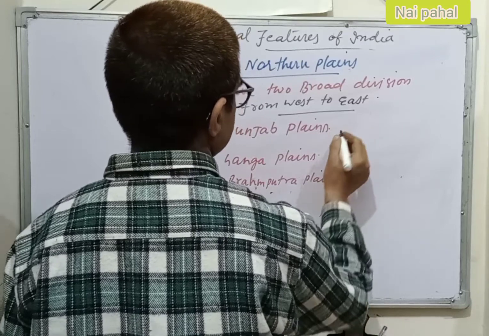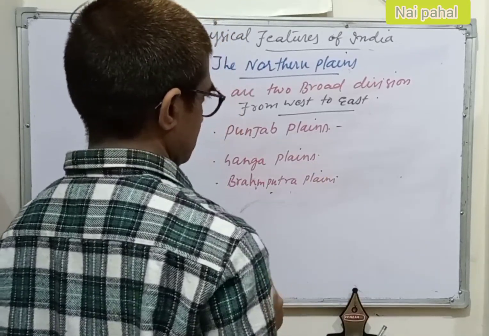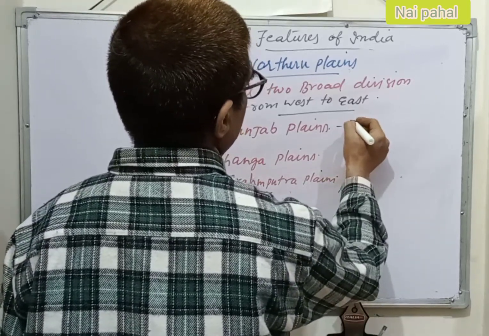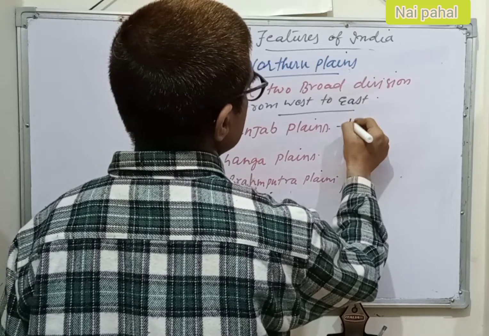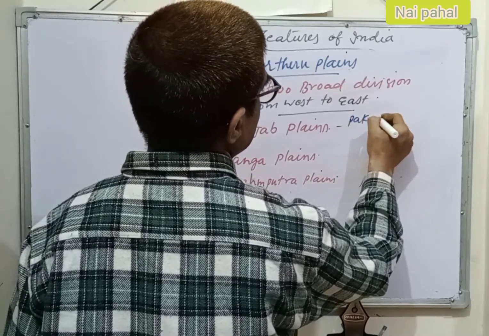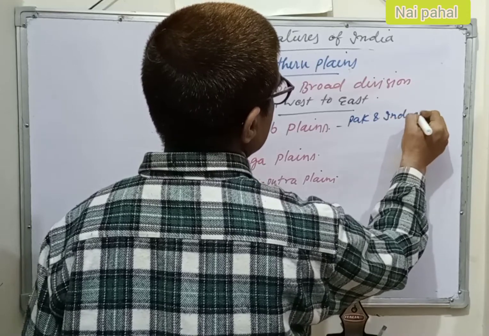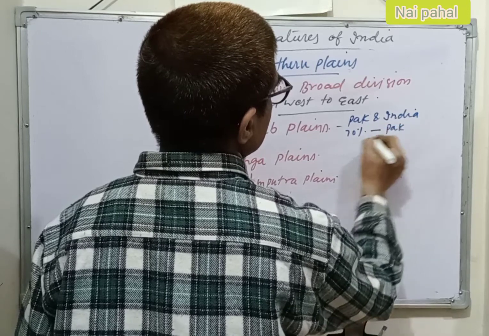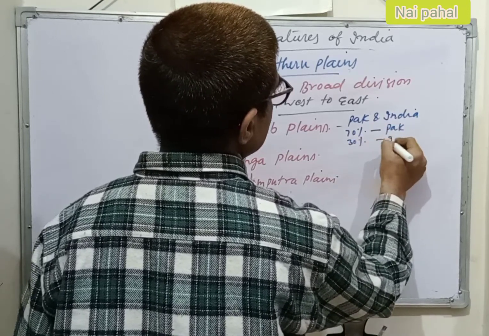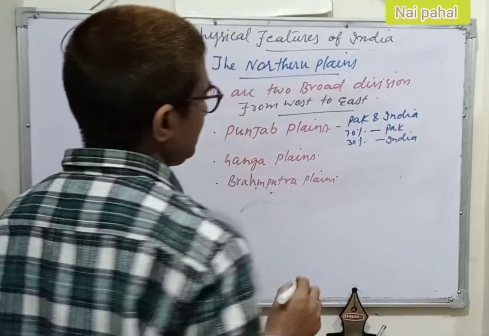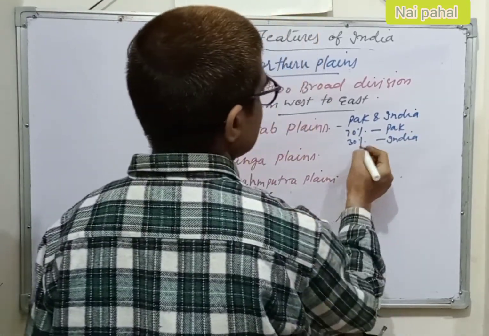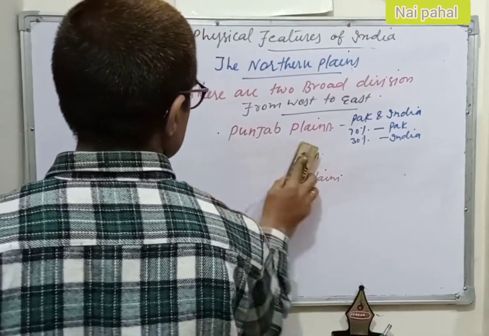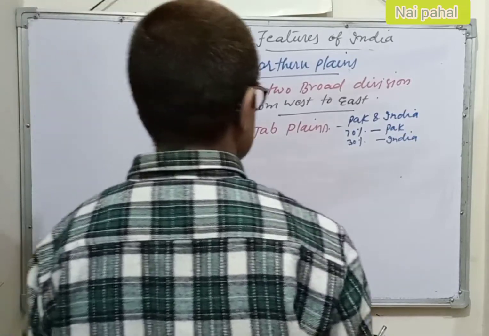Punjab Plains, which is found between the two countries, Pakistan and India. 70% part in Pakistan and 30% part in India. Right? Very important things. This Punjab Plains is mostly formed by the river Indus.